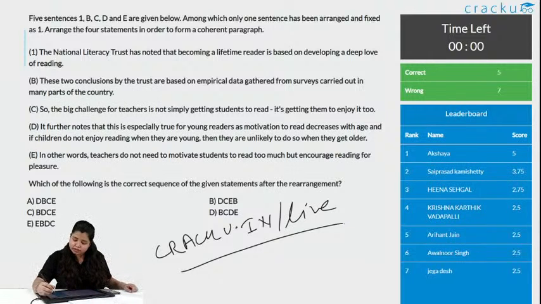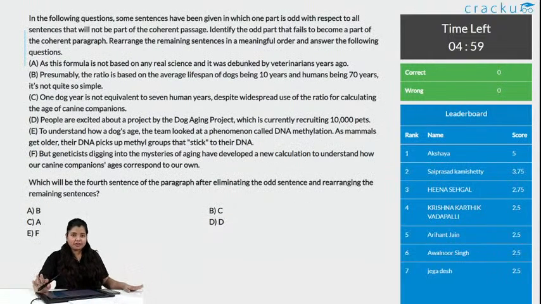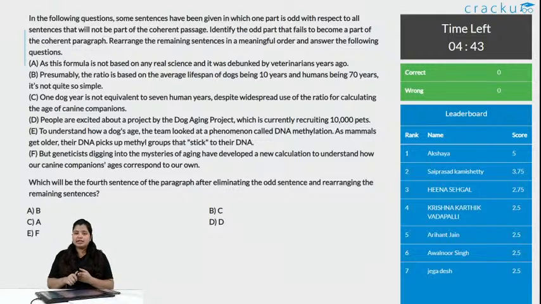Let us go to the next question now. You will get 5 minutes for these questions, as one question gets 1 minute. This question has an odd sentence. You need to identify which one is odd and then arrange the remaining 5 sentences into a coherent paragraph.